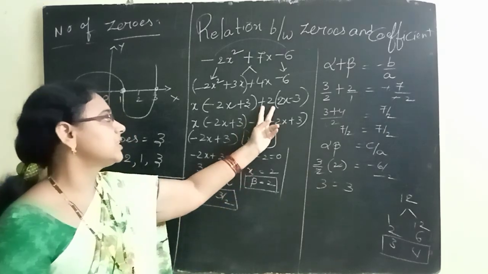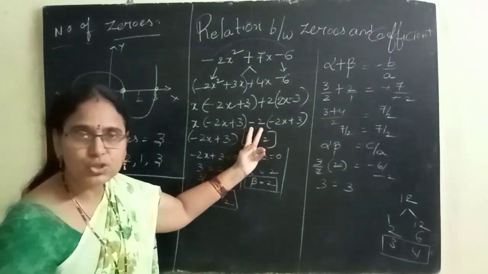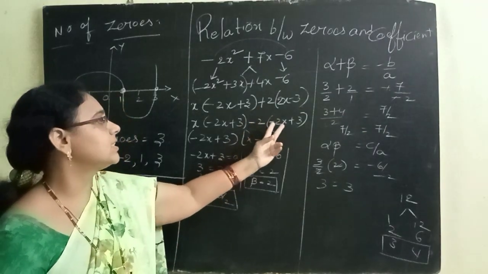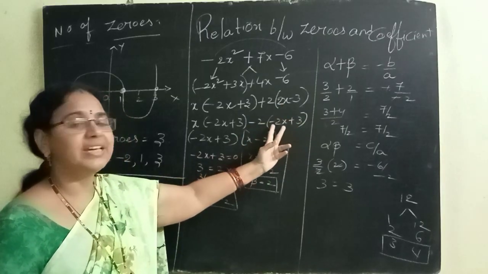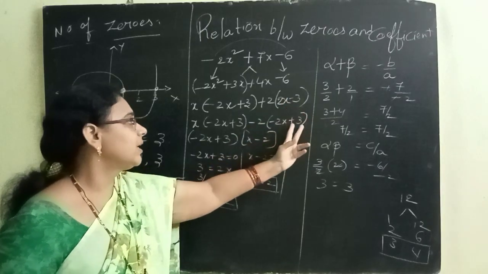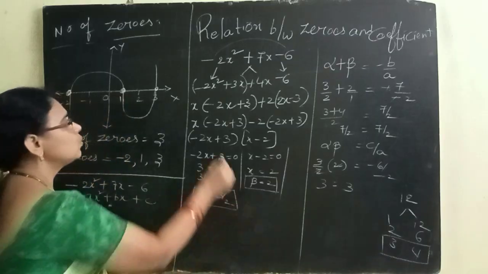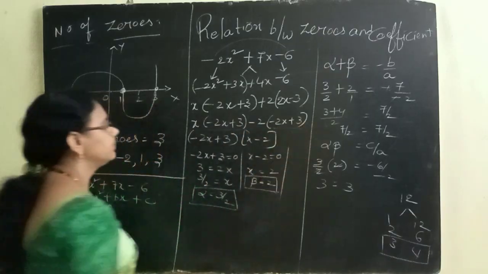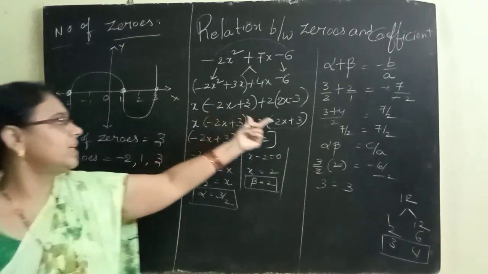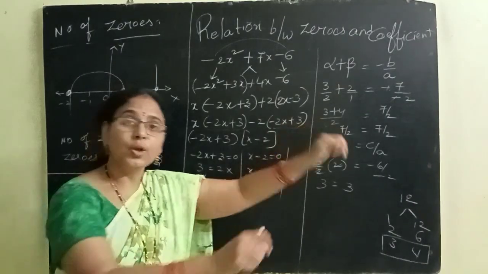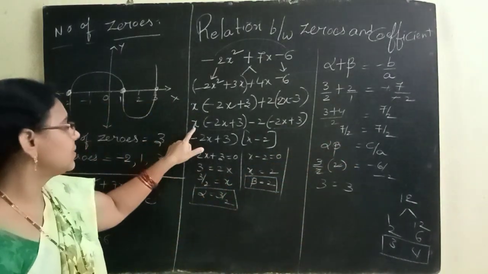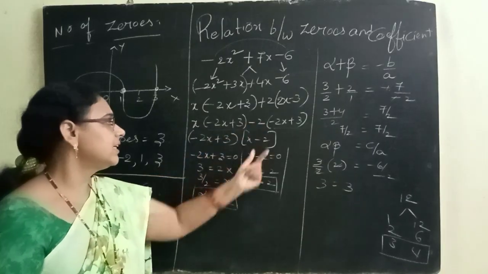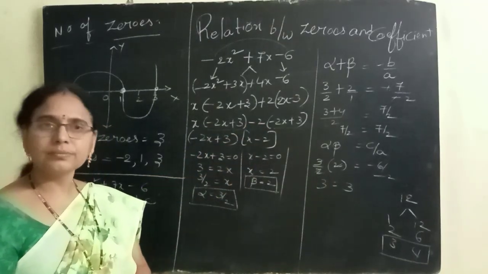So here, in place of plus 2, I am taking minus 2. Then you have to change the symbol for every term. Plus 2x becomes minus 2x. Minus 3 becomes plus 3. Now you got both brackets equal. Negative 2x plus 3, negative 2x plus 3. Now that bracket you will take as a common factor. What is left? Here it's x, here it is minus 2.